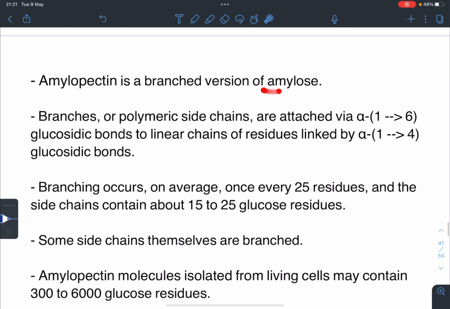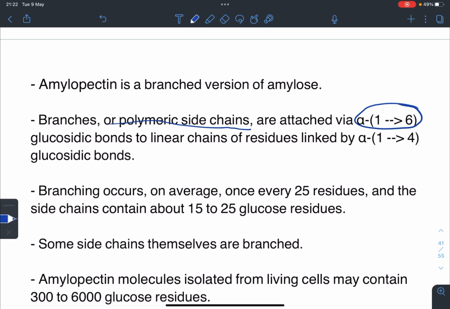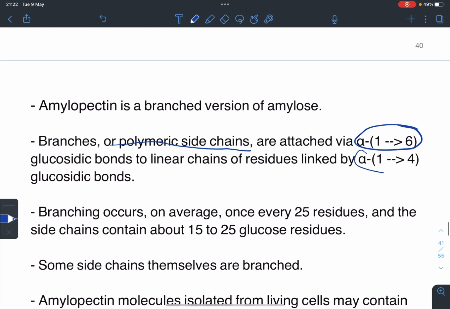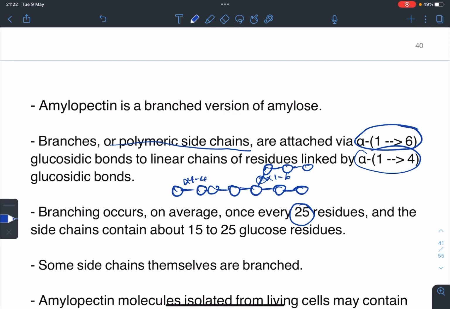Amylopectin is a branched version of amylose. Yeah, I can't really explain too much now, but okay, look at this. Branches or polymer side chains are attached via alpha 1,6 linkages, glycosidic bonds, to a linear chain of residues. So what they're trying to say is this: when there's a linkage between carbohydrate molecules like this, you have this, right? So up to 25 residues, and then if you want to link out to a second chain that does the same thing, you need an alpha 1,6. These are alpha 1,4 linkages, but alpha 1,6 is what causes the branching.